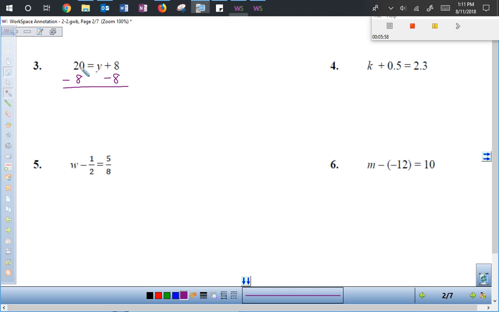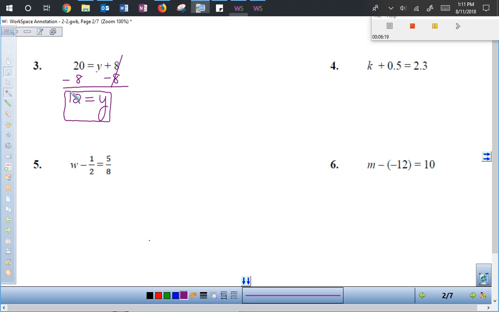And let's see what happens. So if I take 20 and subtract 8, 20 minus 8 is 12. Then I'm going to bring down my equal sign. And then on this side I have a plus 8 and a minus 8 which cancel out, and I'm left with a y. Now the y is all by itself on one side of the equal sign, so we can put a box around our answer.